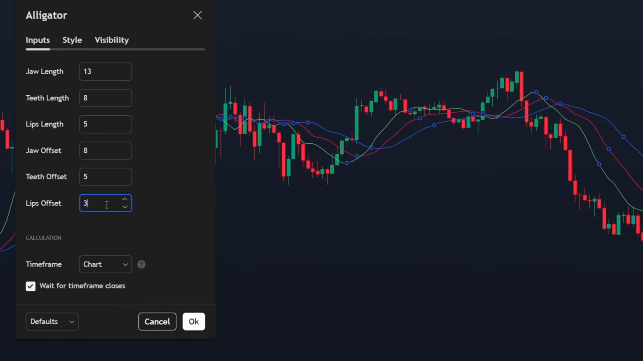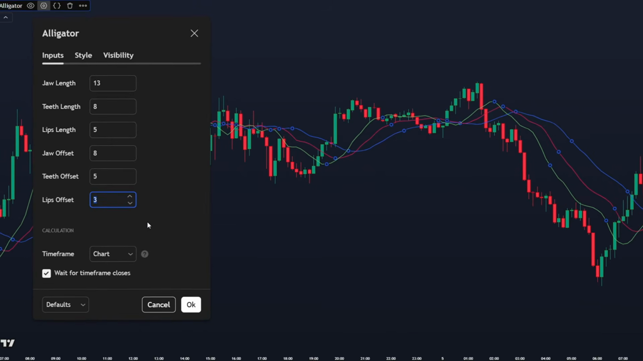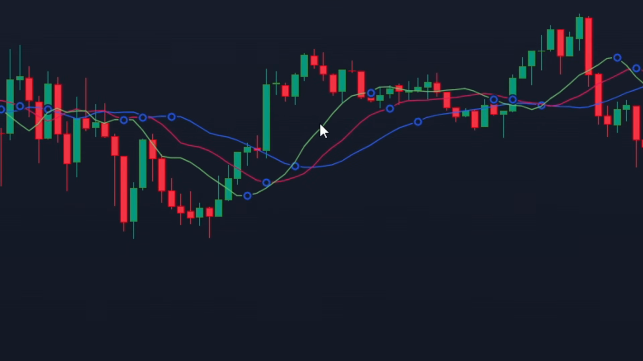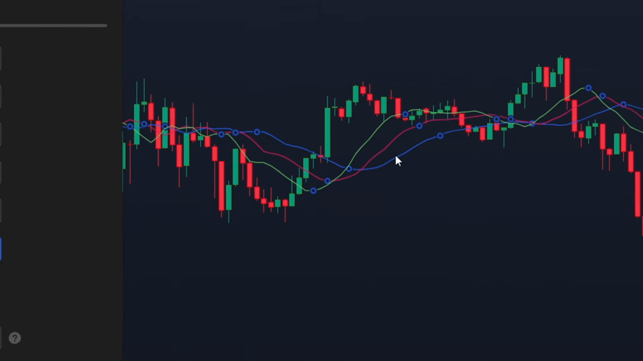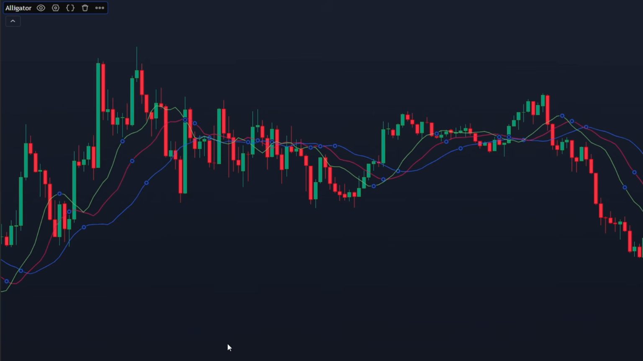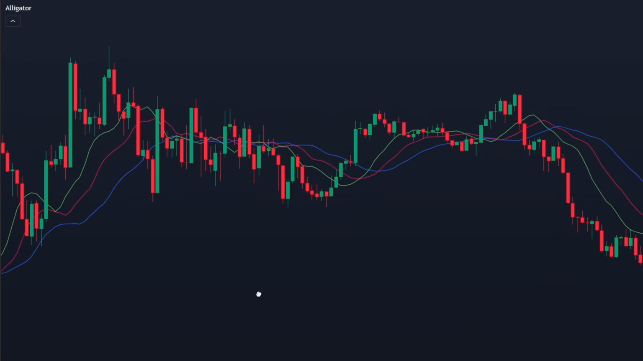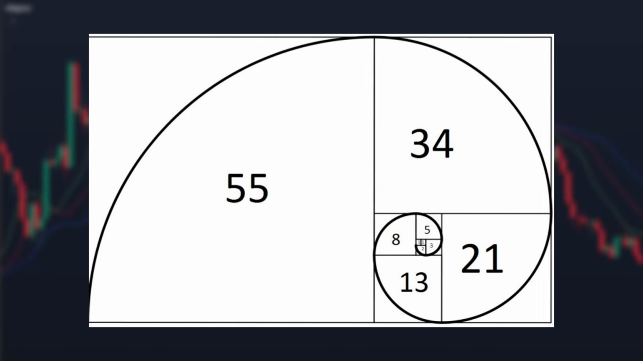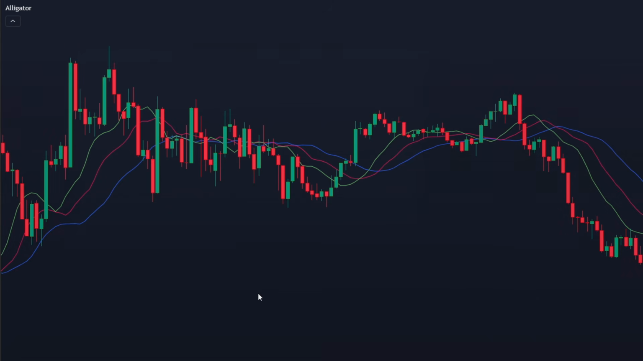So in simple terms, the green line is the fastest moving average and it reacts quickly to price movements. The red line is slower and sits between the other two. And the blue line is the slowest line, which means it reacts more slowly to price changes and stays farther away from the price action. Another interesting thing about these settings is that the numbers used for the moving average lengths and offsets are Fibonacci numbers, which Bill Williams intentionally used when designing the indicator.